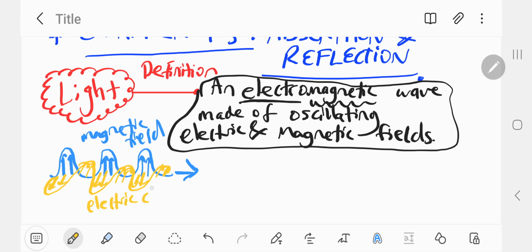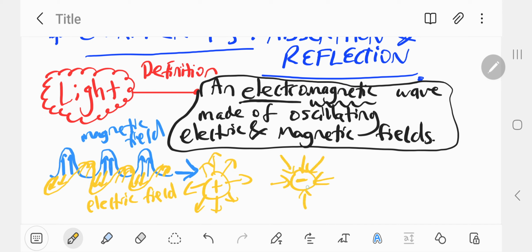Now, as you know, hopefully, electric fields form due to charges. If you have a proton, you've got an electric field coming out of the proton, or any positive charge for that matter. If you have an electron, a negative charge, they basically eat electric fields. They absorb electric fields. So electric fields, they come from charged particles. And that is what light is. It's a wave, it's an electromagnetic wave made of oscillating electric and magnetic fields.